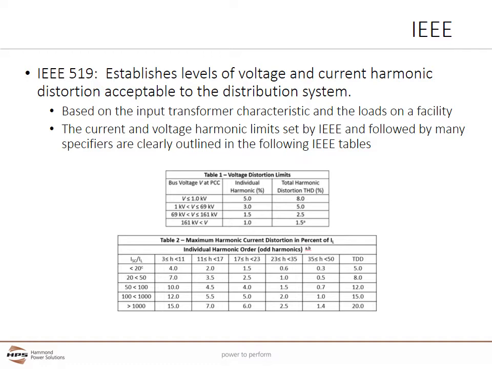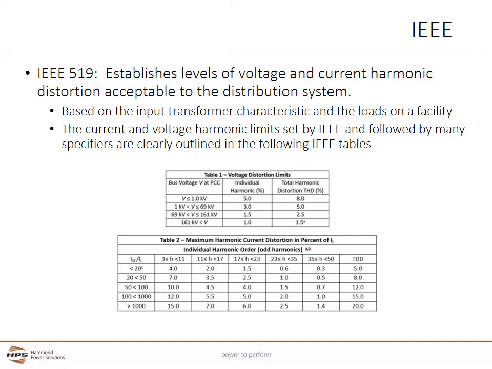IEEE 519 establishes levels of voltage and current harmonic distortion acceptable to the distribution system. These levels are based on the input transformer's characteristics and the loads on a facility. The facility's input transformer is where the utility transfers power. This is called the point of common coupling, and it is where these voltage and current harmonic distortion levels are typically measured. The current and voltage harmonic limits are set by IEEE and are followed by many utilities and are clearly outlined in the following IEEE tables on this page.